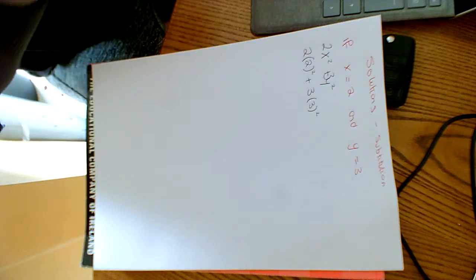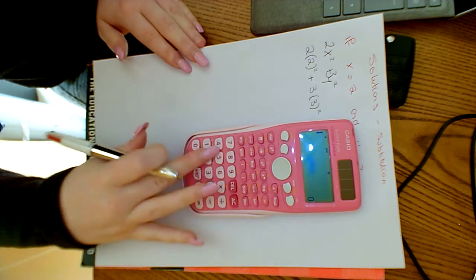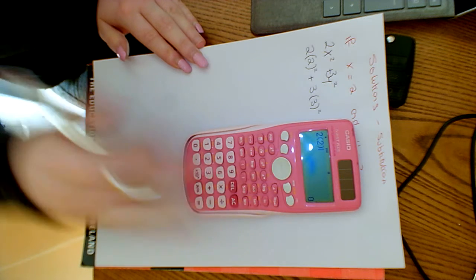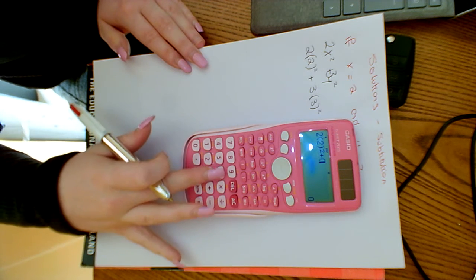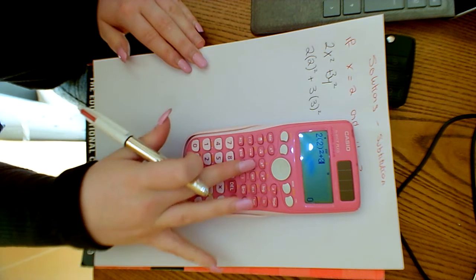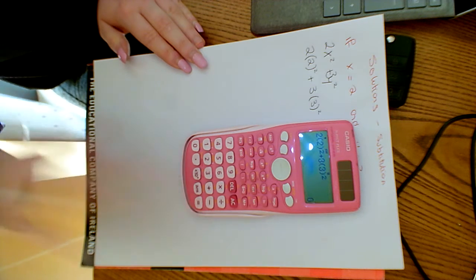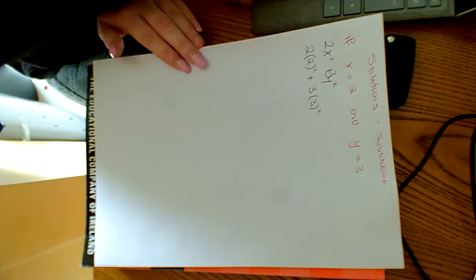Right, then I get my calculator. In my calculator, I put in 2, bracket 2, close my bracket, and I go to be squared plus 3 bracket 3, close my bracket to be squared. And my answer that it should give me is 35.